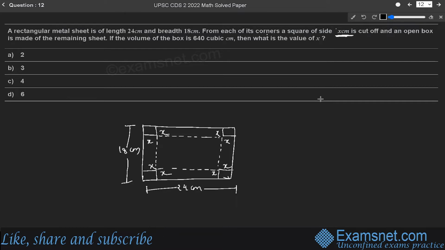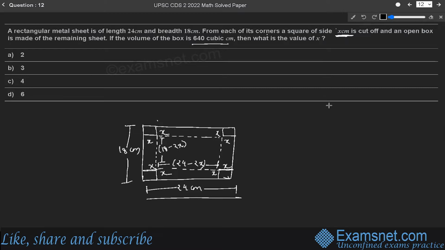If the volume of the box is 640 cubic centimeter, then what is the value of x? We have to find the value of x. You can see that if this whole portion is 24 and 1x and 2x will be cancelled, then the value of this term will be 24 minus 2x. Similarly, the value of this portion, the breadth of the small box will be 18 minus 2x. Now we have the length and breadth of the small box, and if the box is folded and an open box is made of the remaining sheet, then the remaining length will be x.